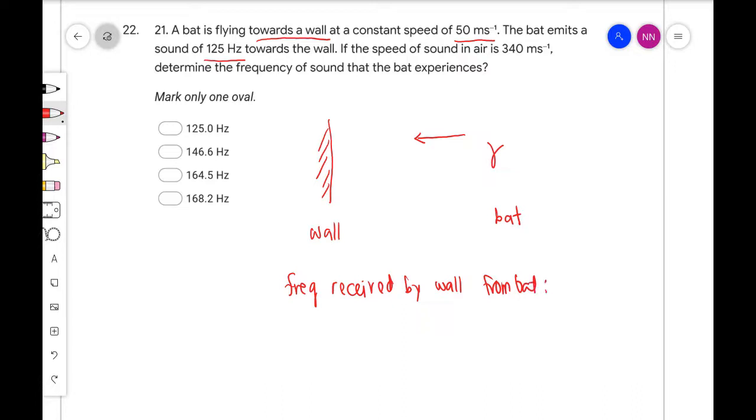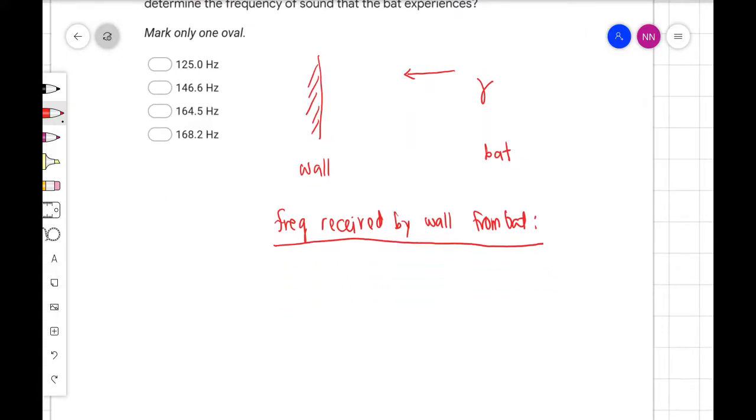The frequency received by the wall from the bat will finally be reflected to the bat. So the bat will experience the frequency received by the wall. First we have to calculate the frequency received by the wall from the bat.